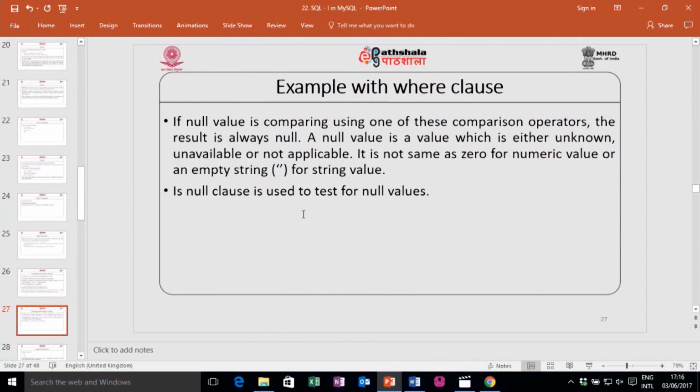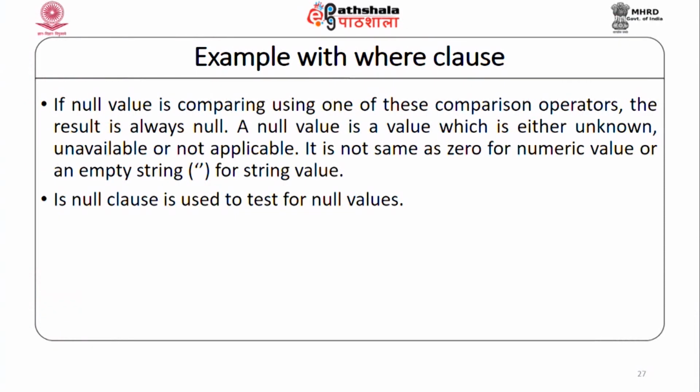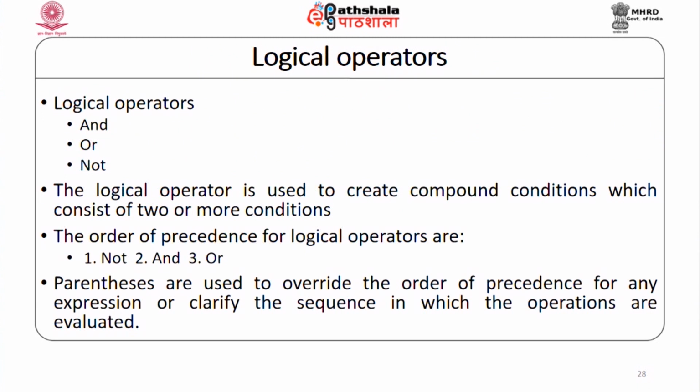So, just keep in mind that when you use the WHERE clause, you can compare with a null value, you have to use this value. The logical operators and other things I will go through very quickly. You can use the logical operators AND, OR, NOT with your WHERE clause, and they are used to create a compound condition consisting of two or more conditions. The order of precedence is NOT, AND, OR, and parentheses are used to override the order.